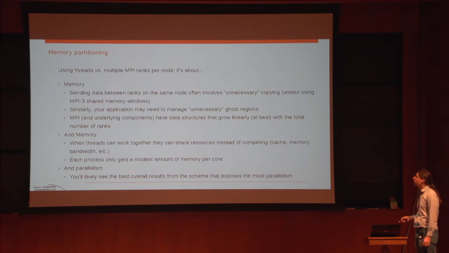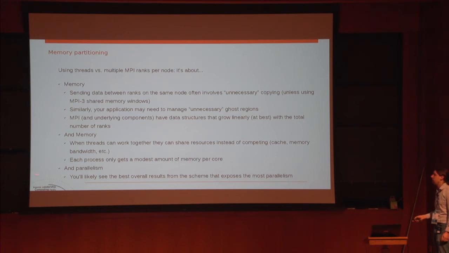But in the end, you'll get the best performance for whatever actually fits in memory based on which scheme exposes the most overall parallelism. And since with MPI, everything starts executing in parallel by default, most people find that as long as the problem fits, they actually get better parallel performance from using more MPI ranks than they do from using more threads.